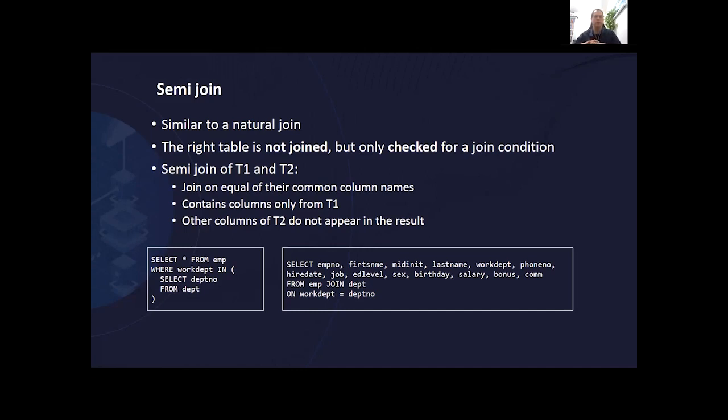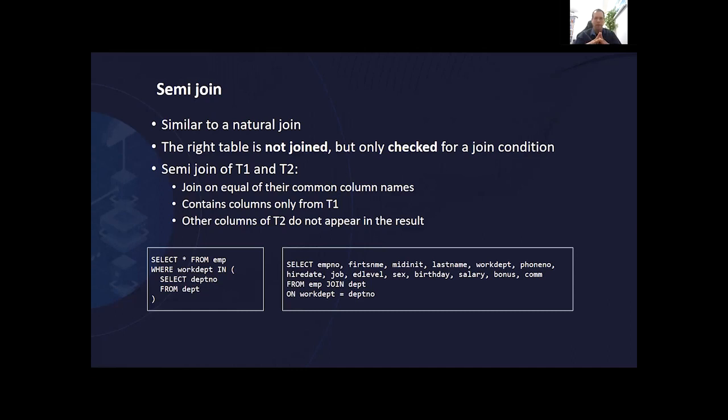Another join, semi-join, is similar to a natural join, but in fact the table is not joined, but only checked for a join condition. It looks similar to the anti-join, but now we just check if the data exists, right? So I have a join of 2 tables. I have the equal predicate on the common column names, but I will only select data from the columns from table 1, and columns from table 2 will not appear in the result.